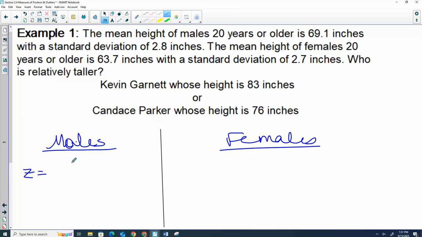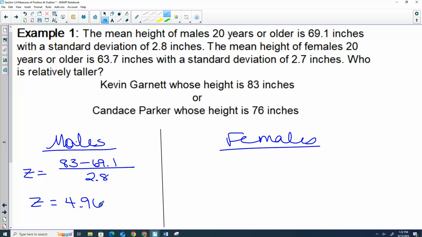So for Kevin, how tall is he? Minus the mean of his group. What's the mean for the males? Divided by the standard deviation of his group. All right, so if we calculate that, 2 decimal places is fine on these, and I get a z of 4.96.